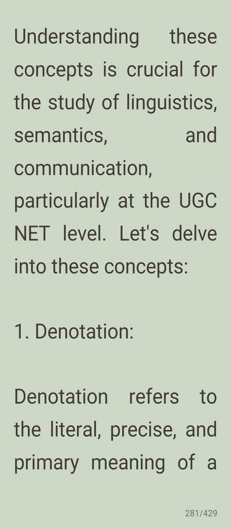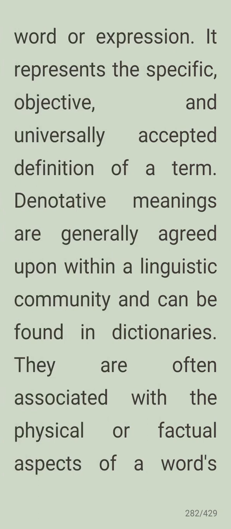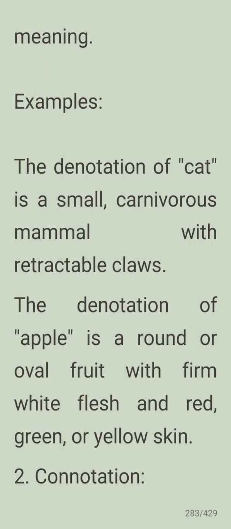Denotation. Denotation refers to the literal, precise, and primary meaning of a word or expression. It represents the specific, objective, and universally accepted definition of a term. Denotative meanings are generally agreed upon within a linguistic community and can be found in dictionaries. They are often associated with the physical or factual aspects of the word's meaning.